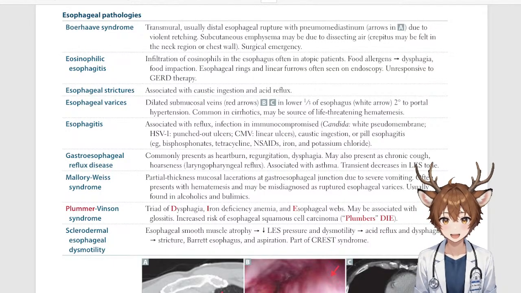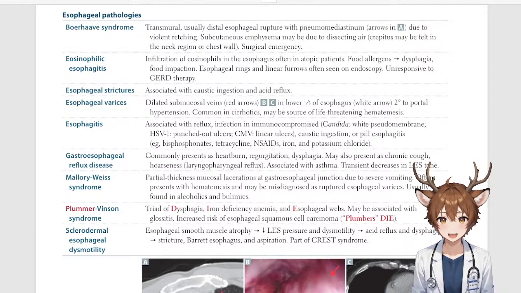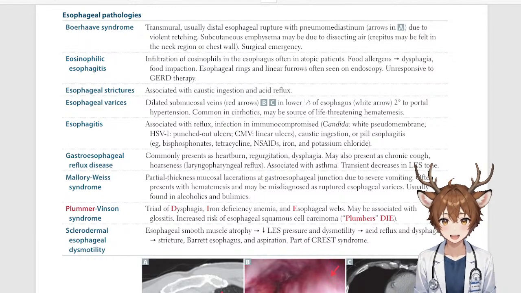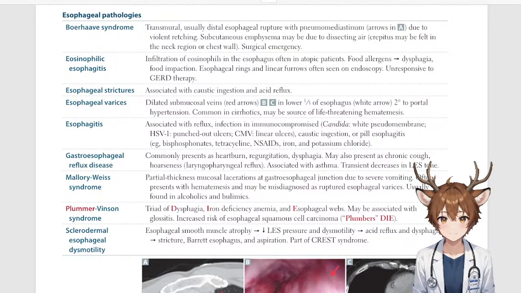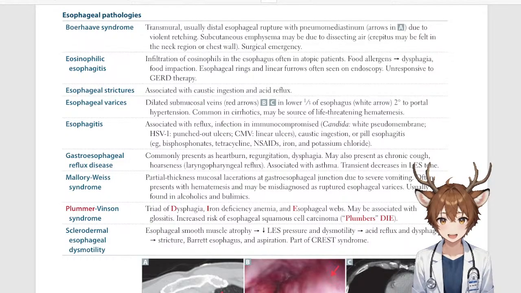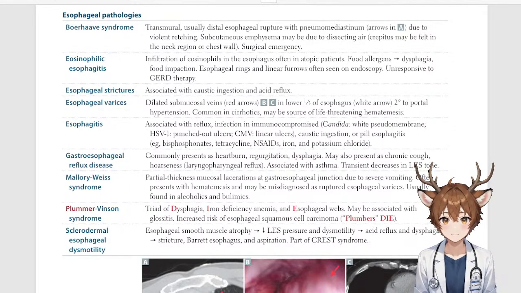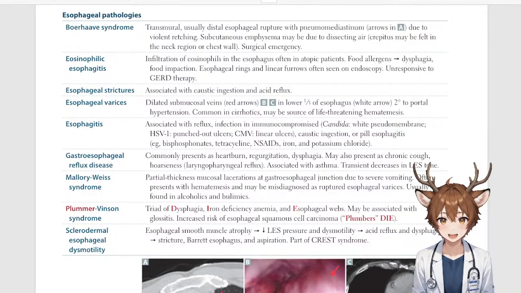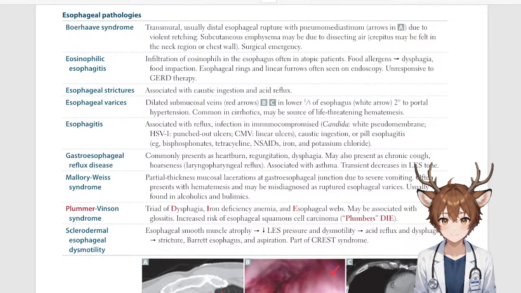We have infectious esophagitis, Candida, most common, white pseudomembranes, HSV1 punched out ulcers, CMV linear ulcers, associated with immunosuppression. So what they're saying is infectious esophagitis could be something like Candida infection, an HSV1 infection with punched out ulcers, a CMV infection with linear ulcers, or associated with immunosuppression. That's why you're having this bacterial colonization. Or for HSV, it would be viral, but you get the idea. What about corrosive esophagitis? Secondary to caustic ingestion.